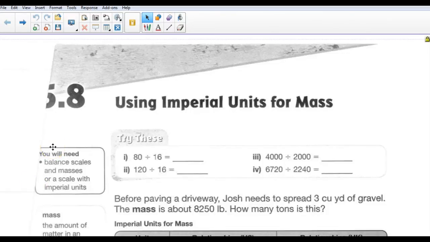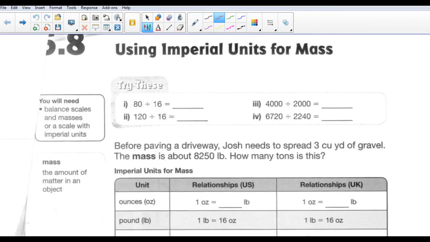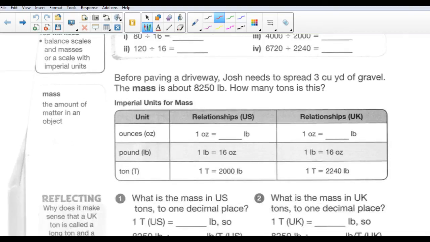Okay, this is 5.8 using imperial units for mass. The first thing let's do is get ourselves a nice red pen so I can write in here. Now, I'm not going to do the "try these." You can take your calculator and use it to do these simple calculations. So let's get right into the converting.